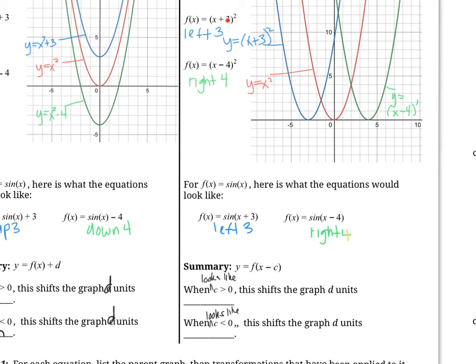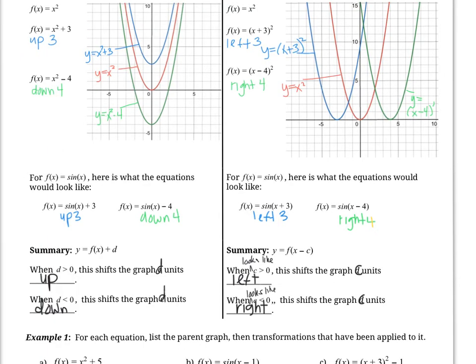This is when C looks like it's greater than 0. It looks like it's bigger than 0. Where do we move? Left. So we're going to go C units left. We'll change this to C units, going left. And when C looks like it's negative, just like this and like this, we're going to move C units to the right.